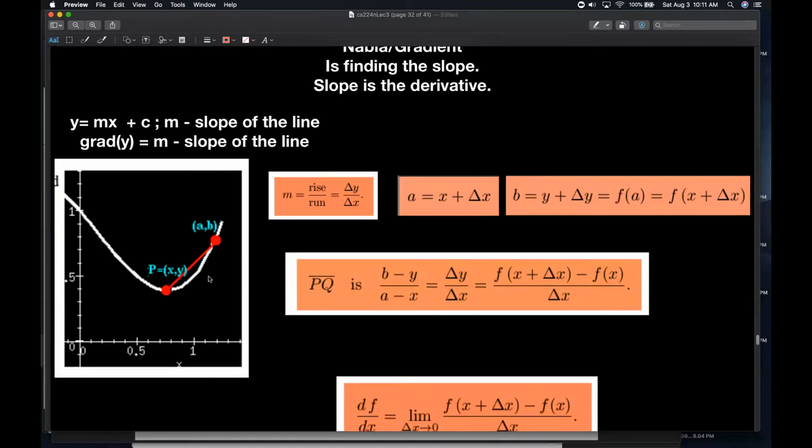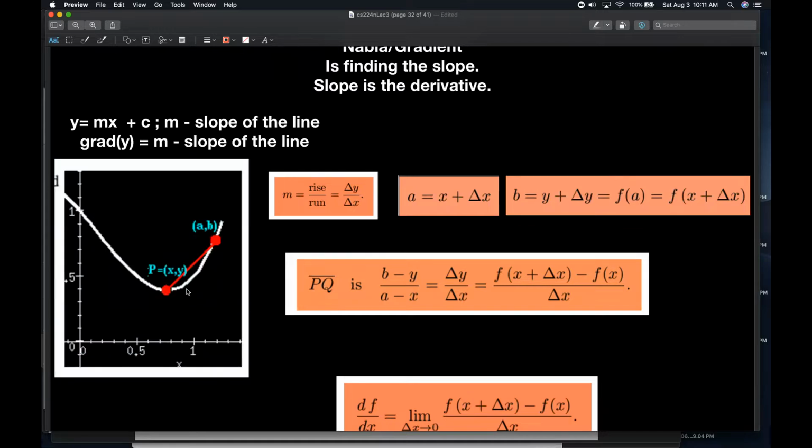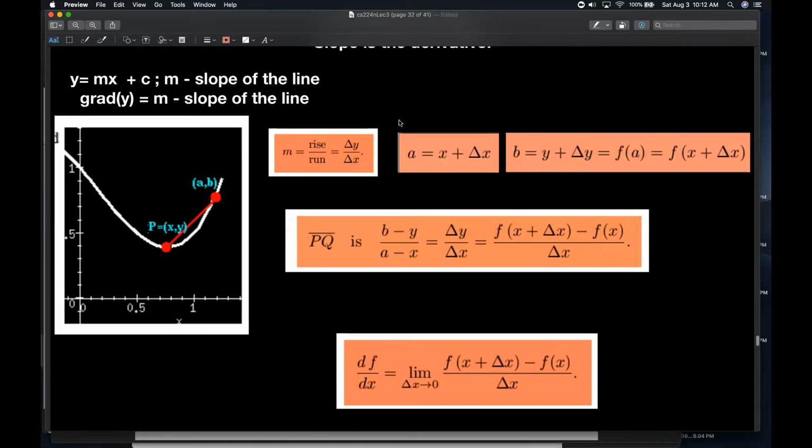So let's look at this. If you're trying to find the slope of this line, remember geometry: it's telling you the difference in y for these two points corresponding with the difference in the x values. So that's what that is. m is rise over run, which is delta y by delta x. Here you can define what this A is. This is your original point, so they're defining A in terms of this x, so it's x plus delta x. And B is y plus delta y. And then you know that y is equal to f of x, so they substitute that in and you get this.